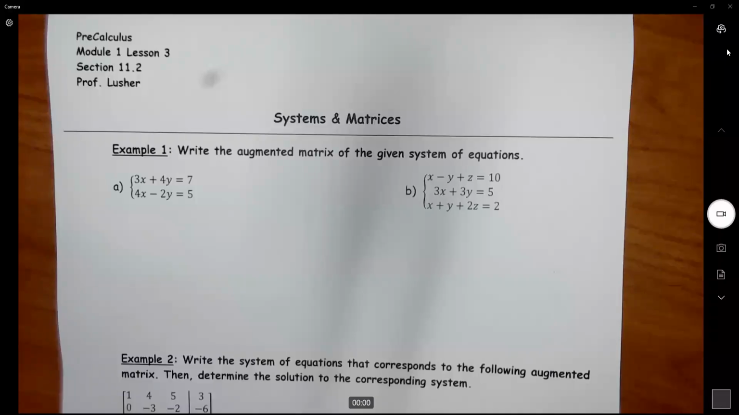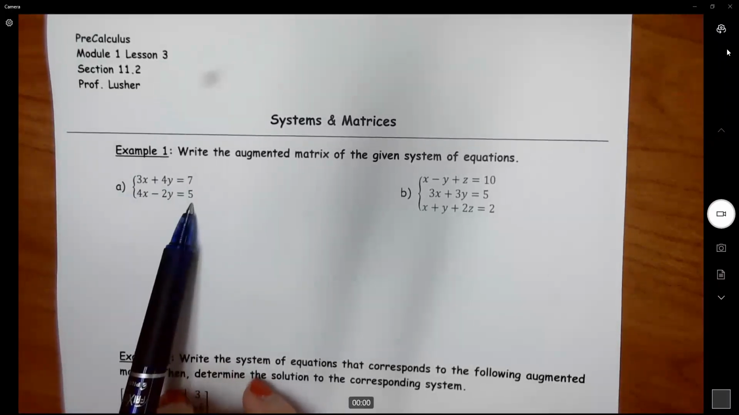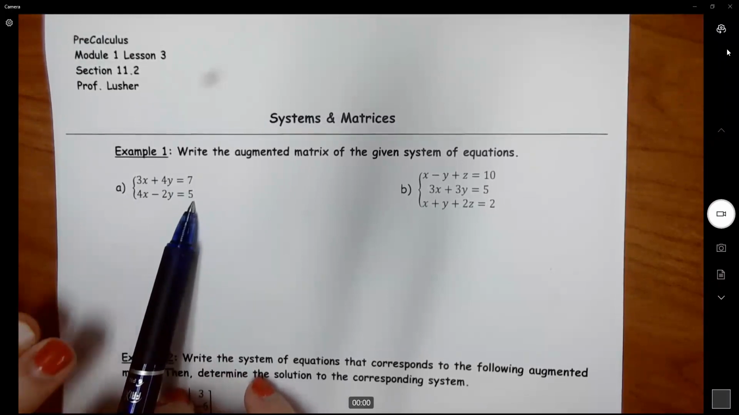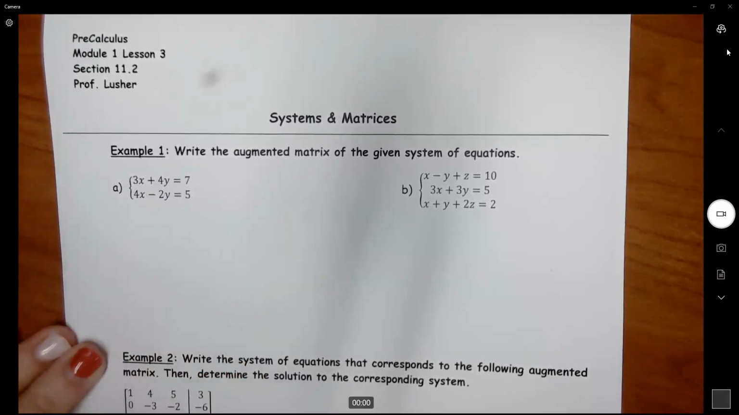In this video, we're going to go over how to take a given system of equations and use that to write its equivalent augmented matrix. And there's not really a good way to explain it, so we're just going to jump in. And I think when we jump in, it's going to be easy enough. So if I'm given this system of equations, I need to write an augmented matrix, which means really all I'm doing is taking the coefficients and writing a matrix.